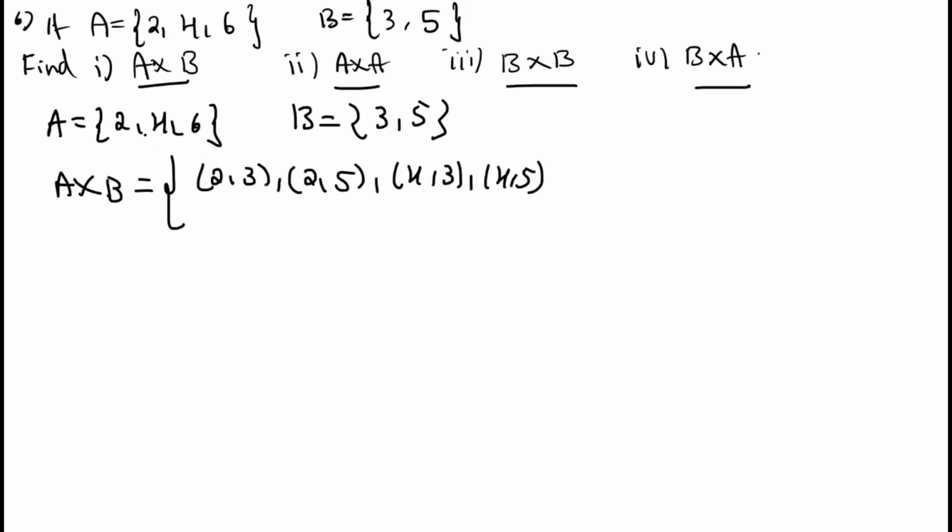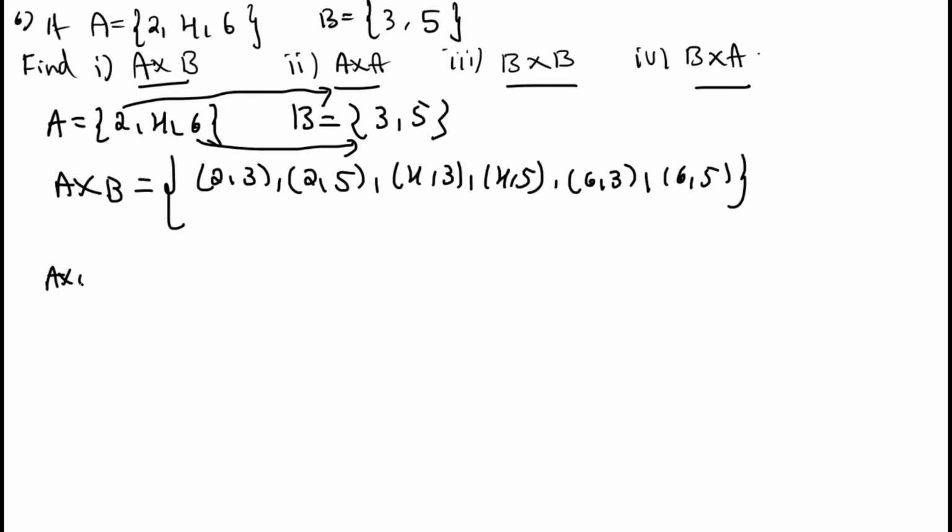Okay, just combining the elements. First element with each element, then second element with each element, third element with each element. Third element gives (6, 3) and (6, 5). Okay, that is the answer for A cross B.